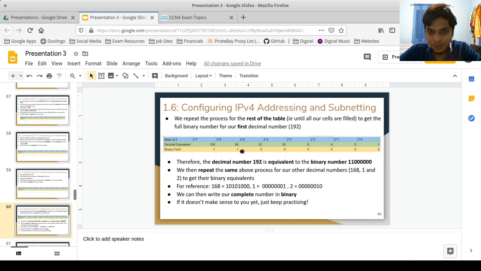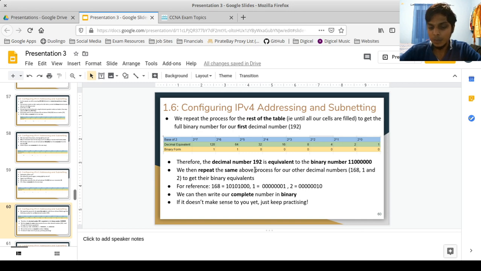So these 1s and 0s that we wrote here are actually the binary equivalent of our decimal number. So therefore the decimal number 192 is equivalent to the binary number 11000000. Right? So we then repeat the same process above for our other decimal numbers, which were 168, 1, and 2.